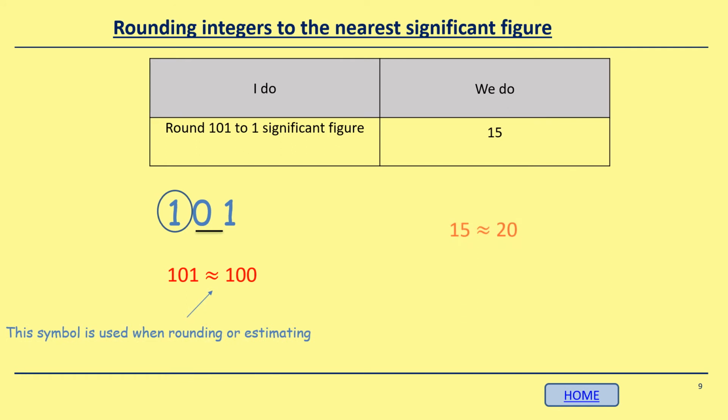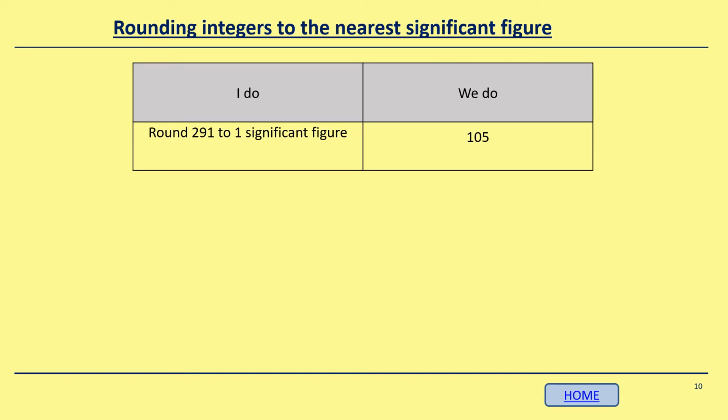The answer was 20, because it's a 5, it goes up to 20. Round 291 to 1 significant figure. There's my 291, there's my 2. The number we're interested in is the 9. Is the 9 bigger than 5? Yes. So the 2 is going to go up to a 3, and the rest of the digits become 0. So 291 is approximately equal to 300 to 1 significant figure.